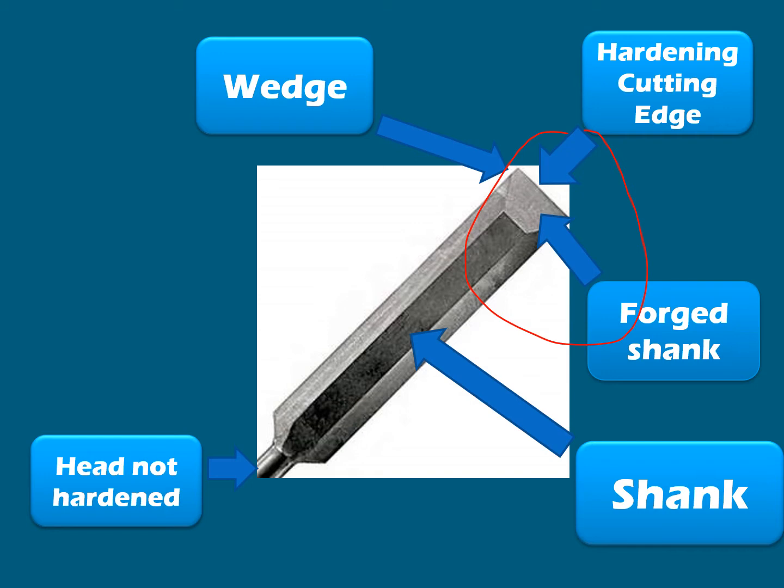These are the parts of a chisel. It has a hardened cutting edge, wedge, fork shank, and head not hardened. The important part of the chisel is the hardened cutting edge. This is because the hardened cutting edge will cut, chop, or scrape the wood.